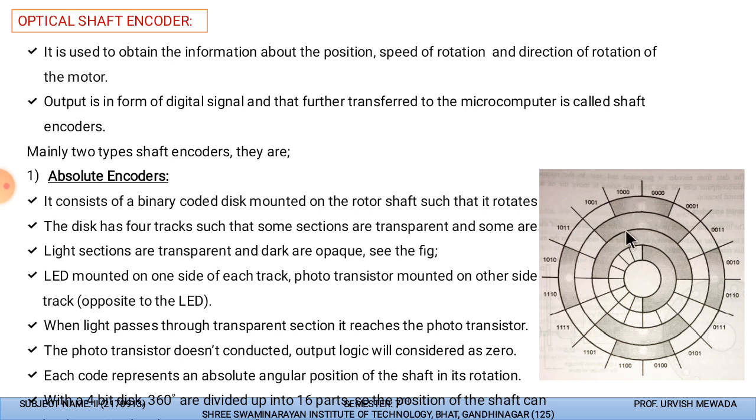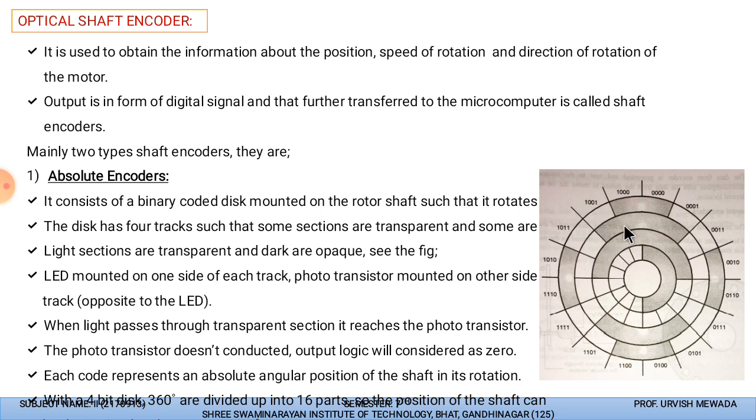In this type of arrangement, you can see that some parts are transparent and some parts are opaque. So again it creates the binary code. The part through which the light does not penetrate is indicated as 0 in this type of arrangement, and the part through which the light penetrates is indicated as 1.